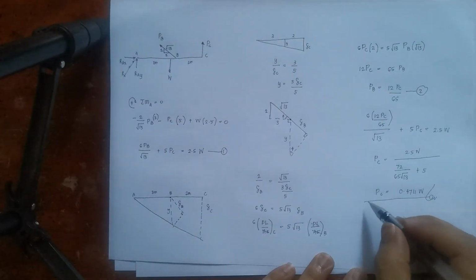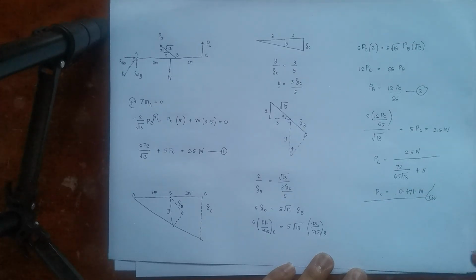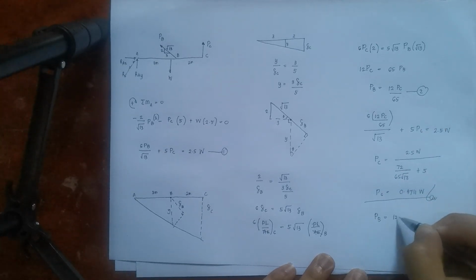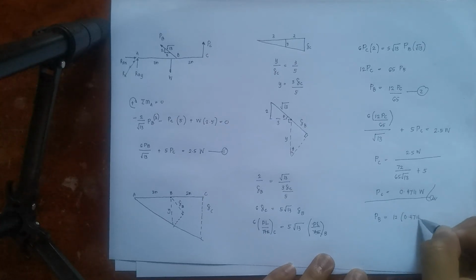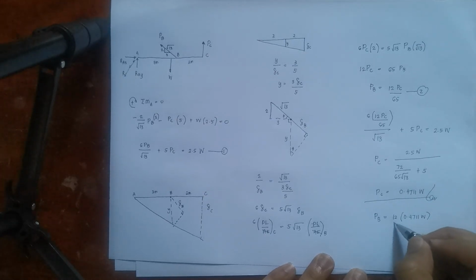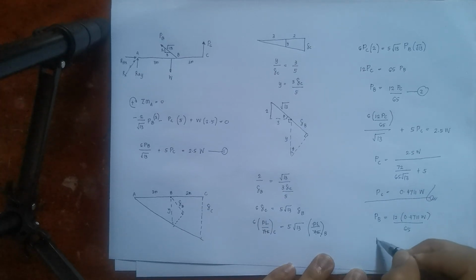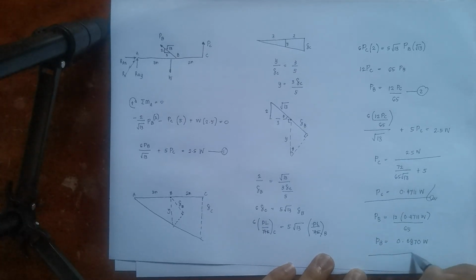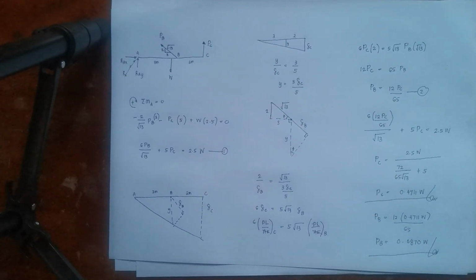And then, pag nasolve mo na yung load ng bar sa point C, makocompute po natin yung load sa point B. Substitute natin yung PC in equation number 2. So, PB is equivalent to 12 multiplied by 0.4711 of W over 65. We can get the value PB, which is equivalent to 0.0870 of W. And that will be the requirement for this given problem.